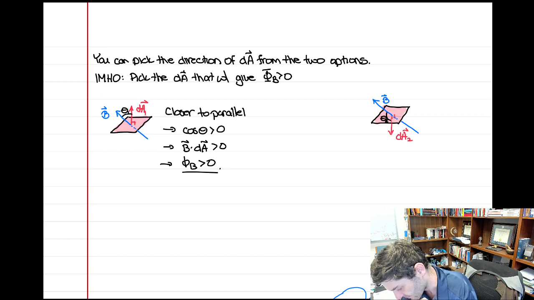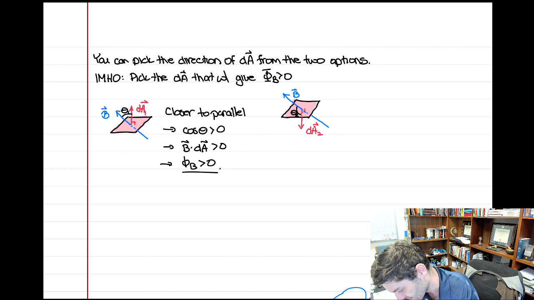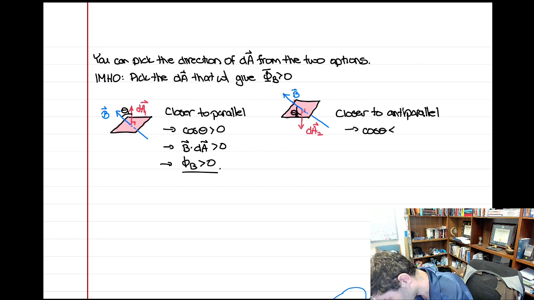And then I think you know what's going to happen here. In this case, it is closer to anti-parallel, which means that the cosine is negative, which means that the dot product is negative, which means that the flux is negative.